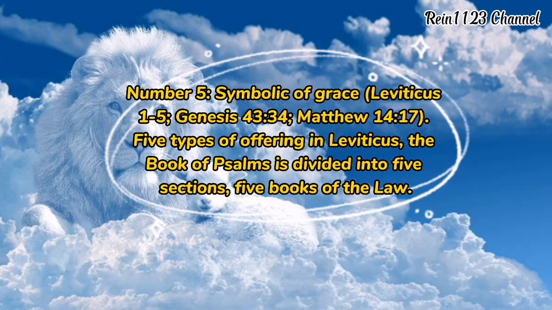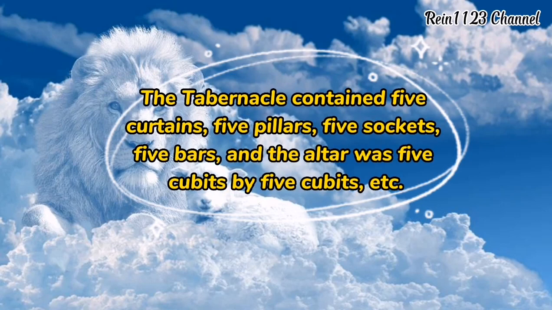Number 5. Symbolic of grace. Leviticus 1:5, Genesis 43:34, Matthew 14:17. 5 types of offering in Leviticus. The book of Psalms is divided into 5 sections, 5 books of the law. The tabernacle contained 5 curtains, 5 pillars, 5 sockets, 5 bars, and the altar was 5 cubits by 5 cubits, etc.